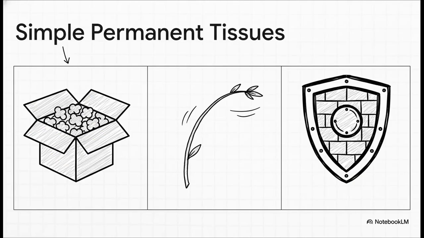Now let's talk about those grown-up, permanent tissues. First up are the simple ones. Parenchyma is the most common. It's mainly for packing and storing food. Collenchyma is the flexible one. It's the reason why you can bend a plant stem without it snapping. And then there's sclerenchyma. This is the tough guy, making the plant hard and stiff.